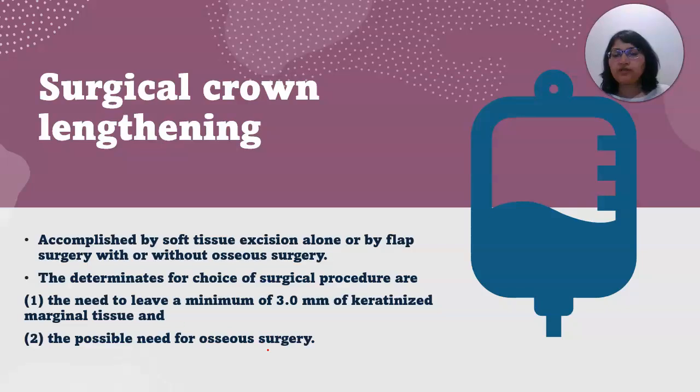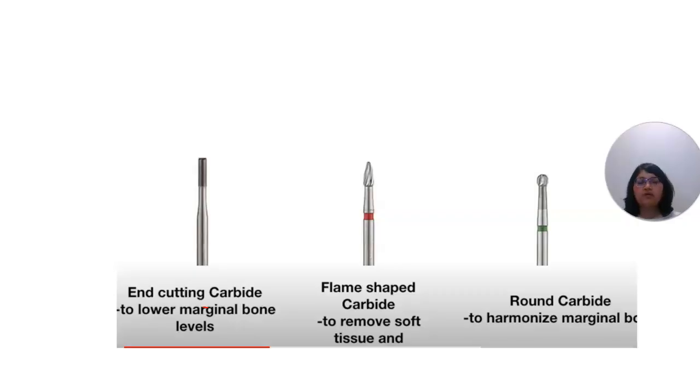So surgical crown lengthening is generally accomplished by soft tissue excision, just like we talked about, by flap, with or without osseous. And this is your armamentarium other than your scalpel. Number 15 blade, and your end cutting carbide burr. I got this picture from the internet, but it is a very good picture because it tells you the kind of burrs that you would need.